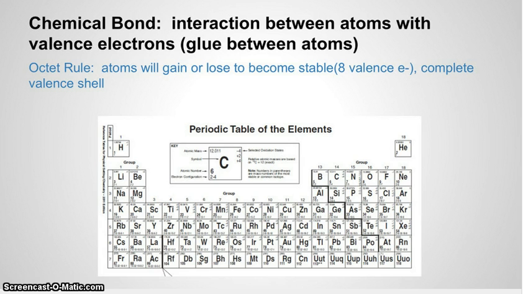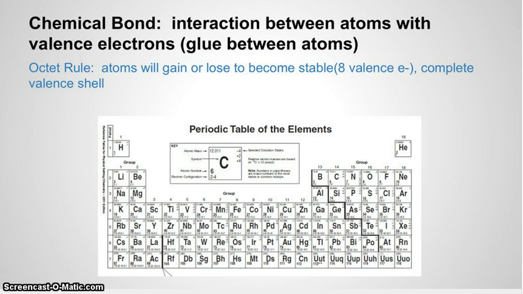The chemical bond is when we have an interaction between atoms. And this interaction actually causes them to stick together or have an interaction where they are going to be moving as one combined unit. And so the interaction actually happens between the valence electrons of those atoms, and it acts like a glue between the atoms. So they get stuck together.